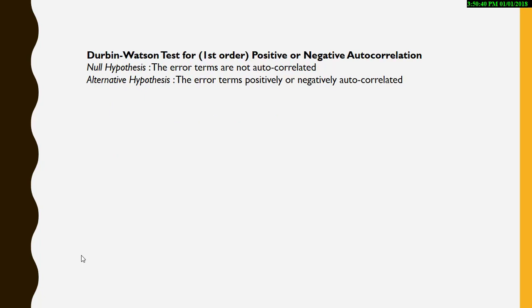And also we can do a Durbin-Watson test for positive or negative autocorrelation if we do not want to do a specific one. And that null hypothesis is the error terms are not autocorrelated, and the alternative hypothesis is the error terms are positively or negatively autocorrelated.